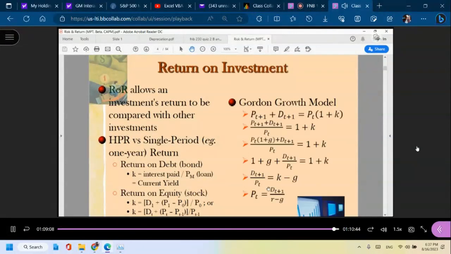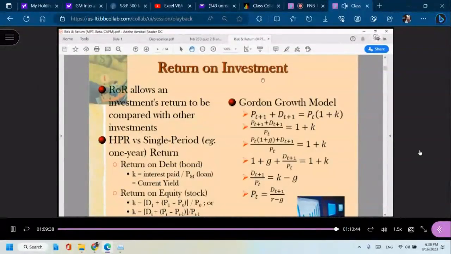And on the left-hand side, Dt+1. So if you solve this for Pt, what does it become? You divide this by this. So it's going to be Dt+1 over k minus g. And k is what? R, the required return. So hence we arrive at this outcome, this conclusion.